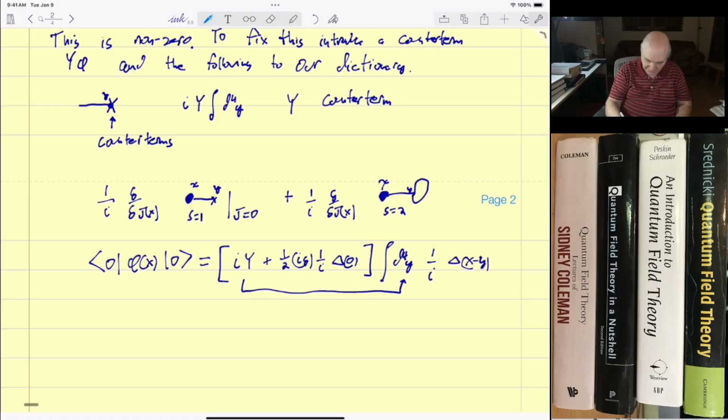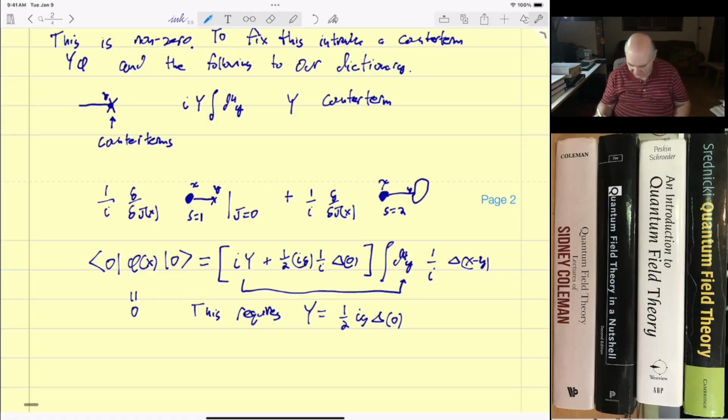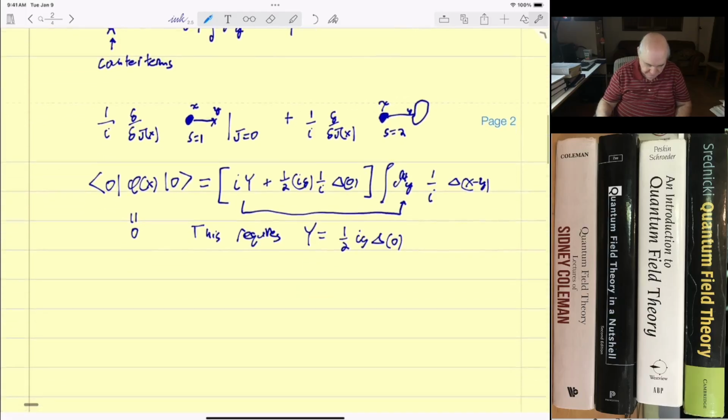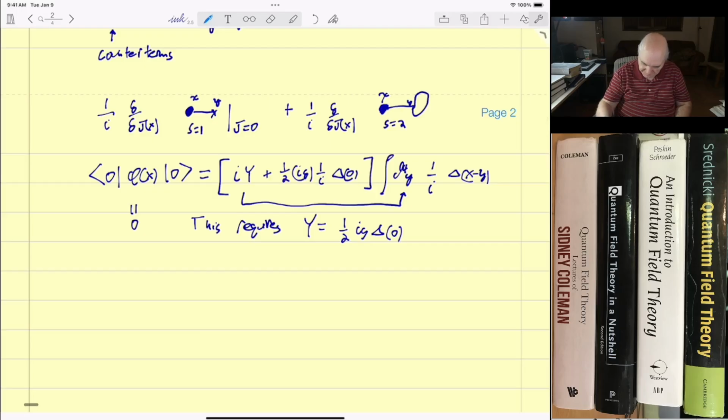Now we want this to be equal to 0. And to accomplish that, we simply set, this requires that y equal 1/2 ig Δ(0). Simply put, y equals 1/2 ig Δ(0). You could see that in one term we have an i, in the other term we have a minus, a 1 over i, which converts to a minus i, so the total is 0. So that's, to order g, what the counter term has to be.